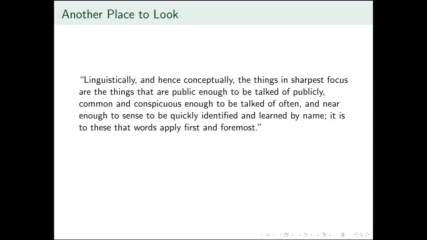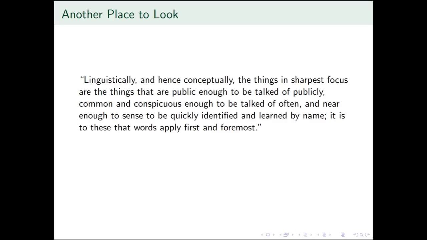Quine hints at the existence of another place to find indeterminacy of language. "Linguistically, and hence conceptually, the things in sharpest focus are the things that are public enough to be talked of publicly, common and conspicuous enough to be talked of often, and near enough to sense to be quickly identified and learned by name. It is to these that words apply first and foremost."